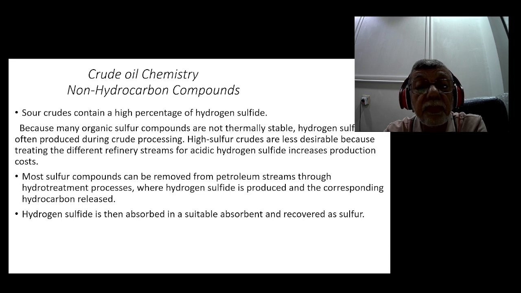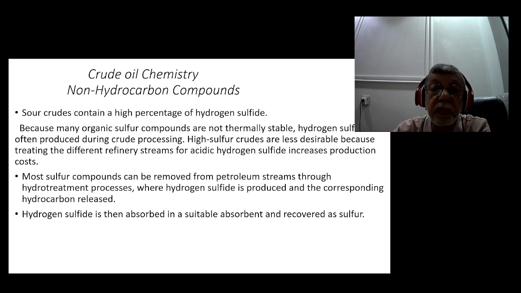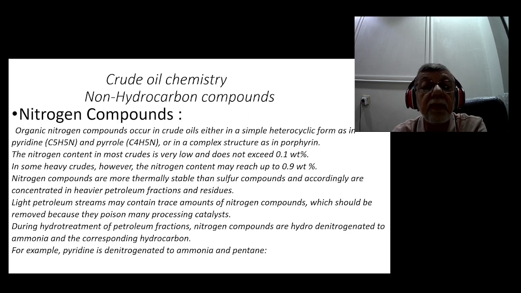So we have to treat it by hydrogen. Most sulfur compounds can be removed from petroleum streams through the hydrotreatment process, where hydrogen sulfide is produced and the corresponding hydrocarbon released. Hydrogen sulfide is then absorbed in a suitable absorbent and recovered as sulfur in a sulfur recovery unit. So this is about sulfur compounds.